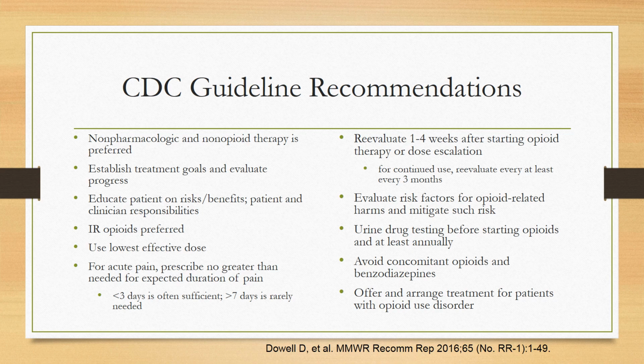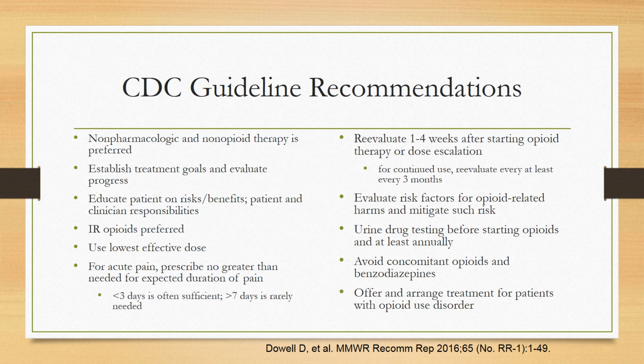Okay, so CDC guideline recommendations. The first thing to know about these is the goal here is to reduce opioid use. So non-pharm and non-opioid therapy is preferred. We want to establish our treatment goals and evaluate progress. This is particularly important in chronic pain because remember it's chronic, it's probably lifelong. So you want to really stress here that the intent is not to get rid of all of their pain. It is to control their pain, reduce it as much as possible, and then help them essentially adapt to it.